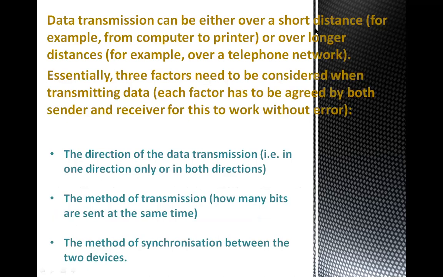Data transmission can either be for a short distance, for example, from computer to printer, or over long distances, for example, over a telephone network. This is very important. No matter whether I'm talking to my friend who is sitting closer to me, that is also communication, that is also transmission. Or I'm talking to my friend who is sitting in some other city, that is also transmission. So you need to be aware that data transmission can be over a short distance or over a longer distance. This is a very important thing.